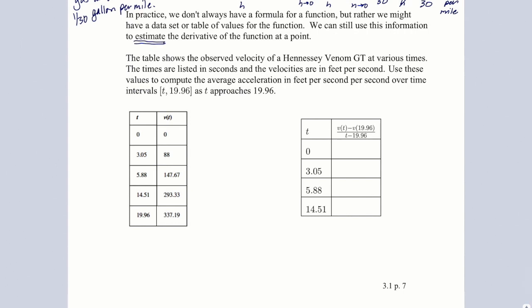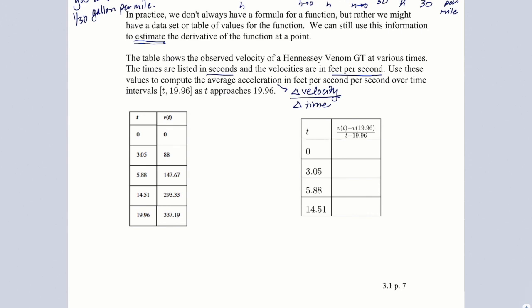Right? So what we have in these two tables, one table gives us observed velocity of a car at various times. The times are listed in seconds, and the velocities are in feet per second. And we're trying to use those to compute the average acceleration, and that's going to be the change in velocity per change in time, because acceleration would be feet per second per second, right?